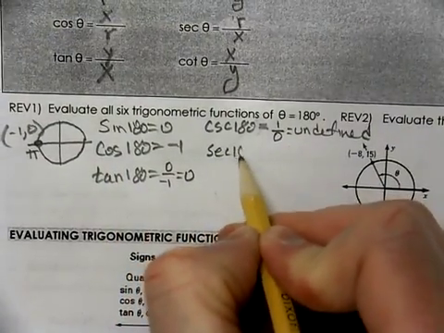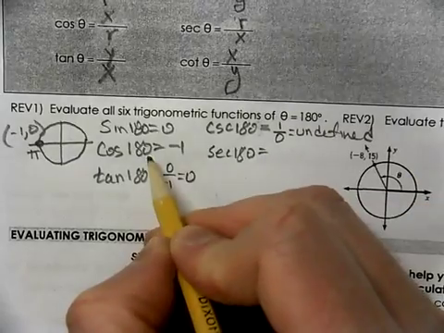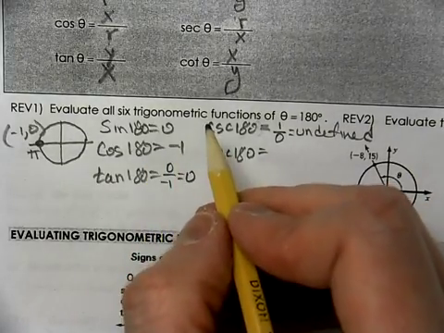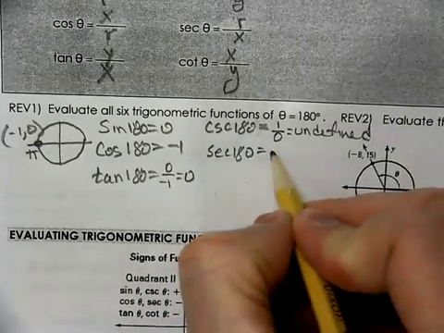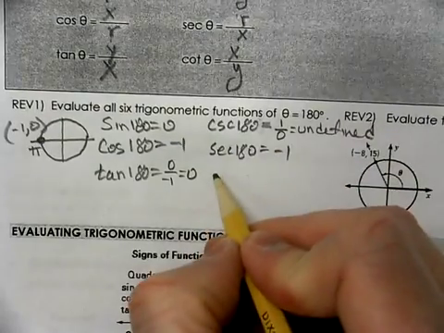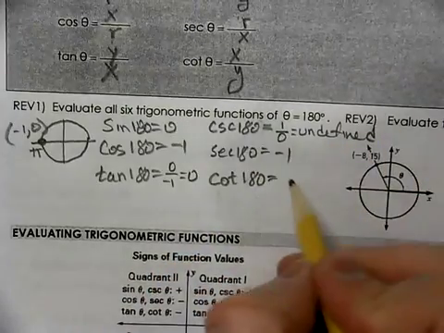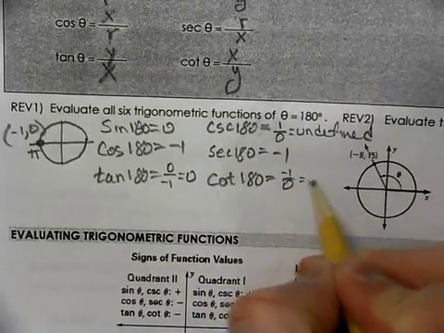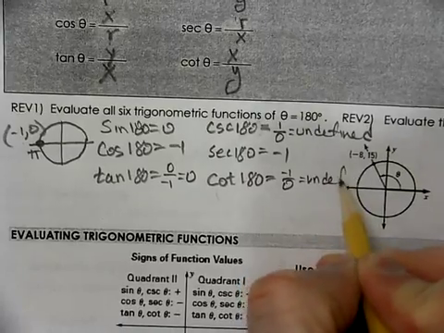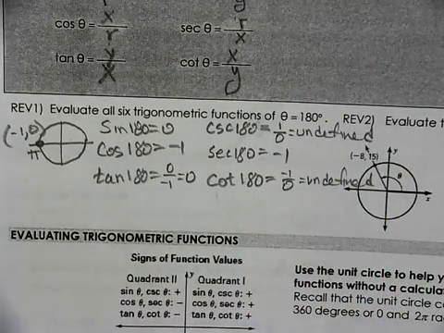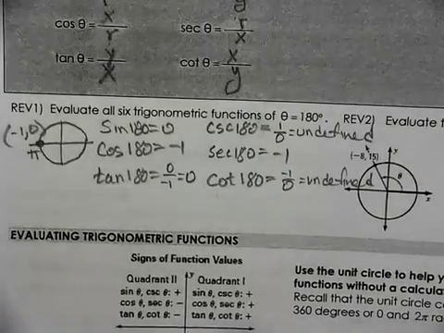Secant is the reciprocal of -1. -1 over 1 makes 1 over -1, which is still -1. And then cotangent, the reciprocal would be -1 over 0, which is undefined. Those are your 6 trigonometric functions.